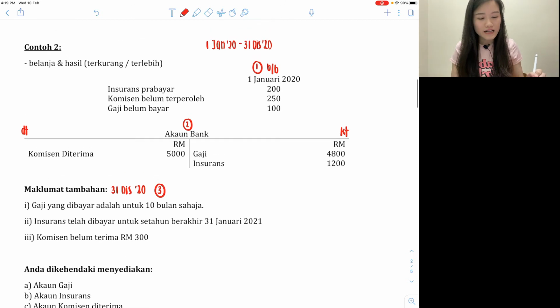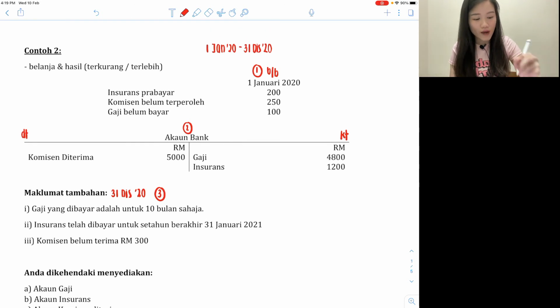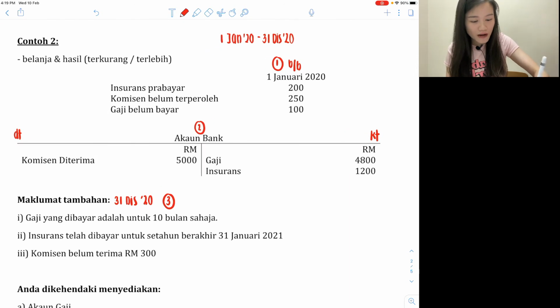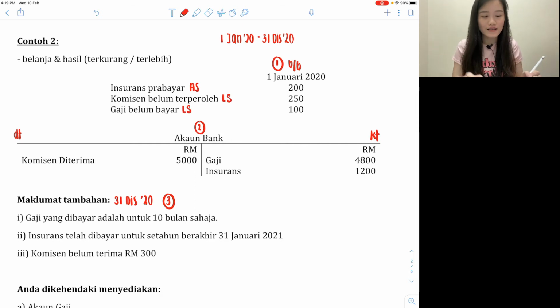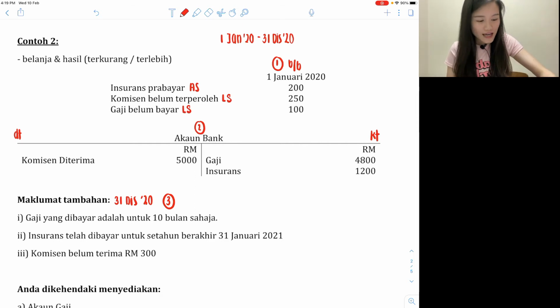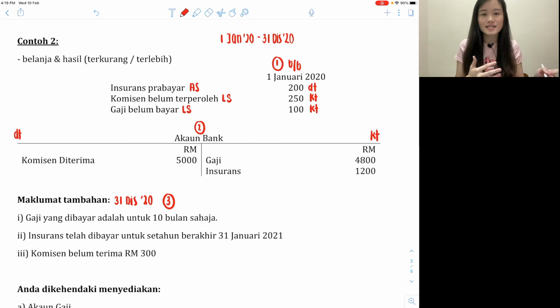Okay, so what to do now? We label our baki BB first, so clearer you can see where it's gonna be on. Insurance prabayar is AS, commission belum terperoleh LS, and gaji belum bayar LS. Follow through, baki BB. Asset is debit side, liability is credit side. So you already confirm your first and second step way to do. Now what's left is the third step.